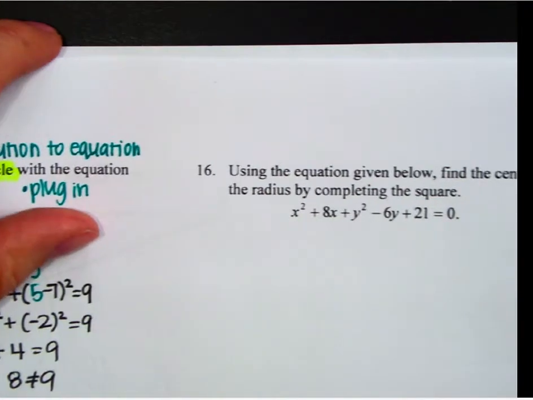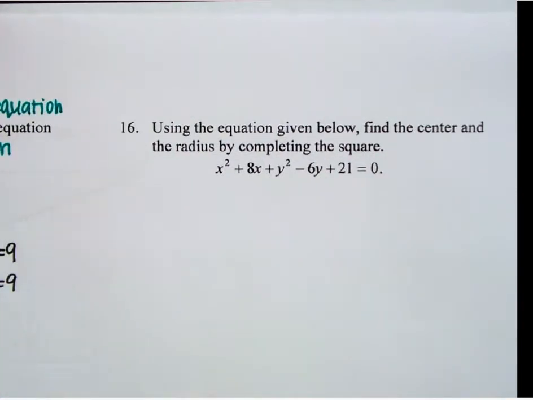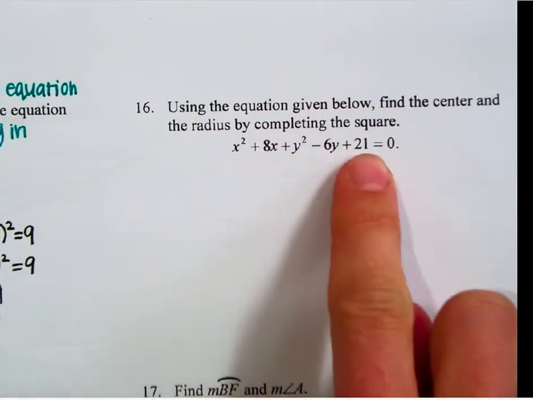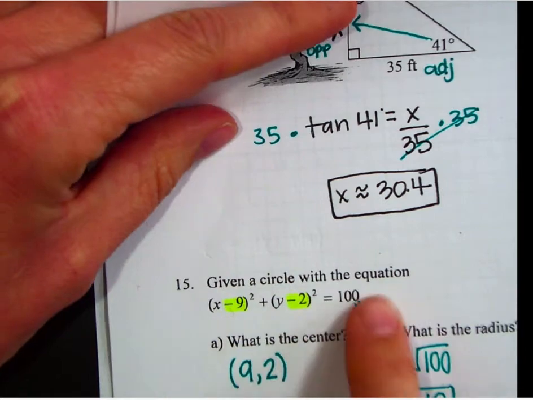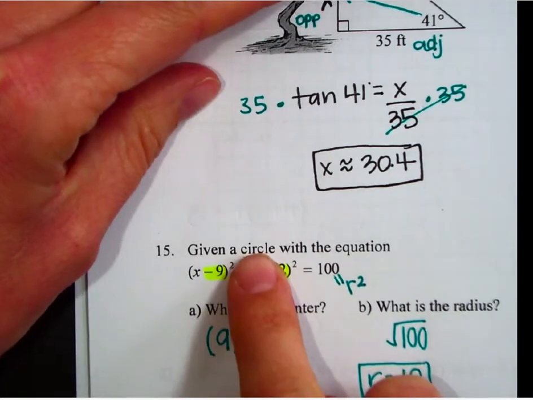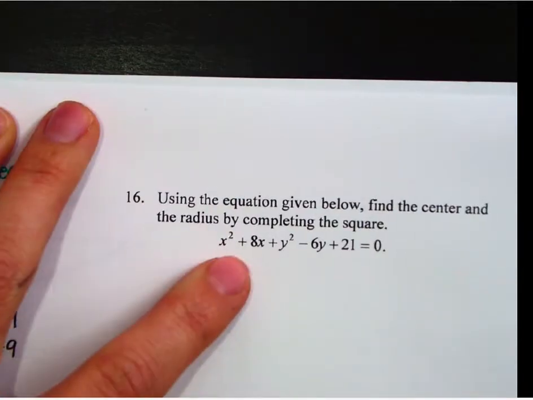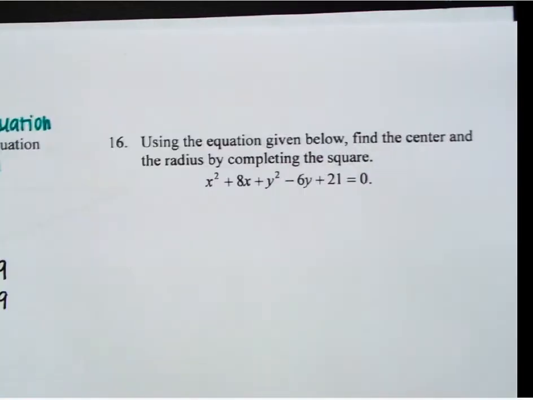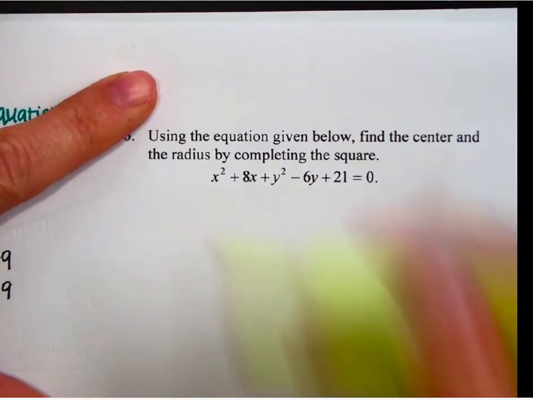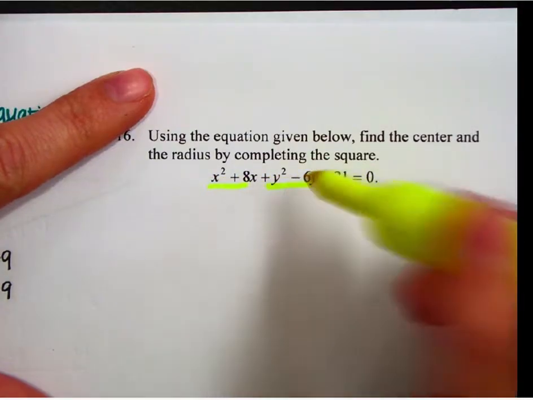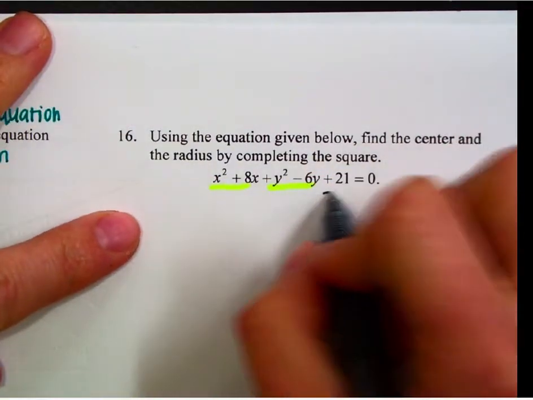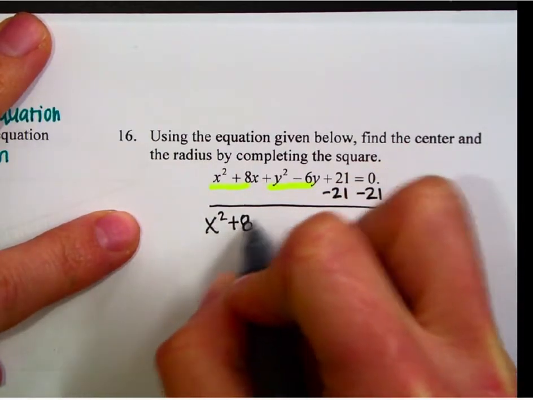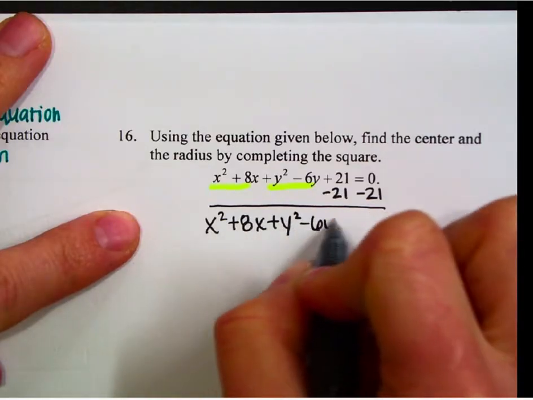Number 16, we're using the equation below to find the center and the radius. So what we're going to be doing is completing the square to turn this equation into something looking like this, because once it's in this form, then we easily identify the center and the radius. In order to come up with those square binomials, we need to complete the square. So what I'll do first is group together your x terms and then your y terms. We're also going to need this negative 21 on the other side of the equal sign to keep things a little bit more organized. So I'll do that first.